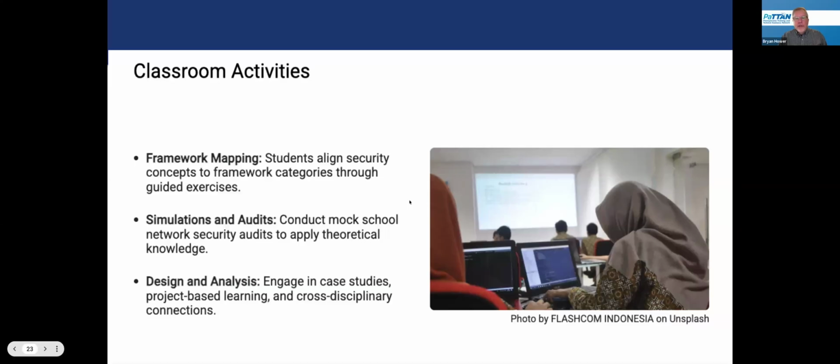These projects nurture critical thinking, collaboration, and communication. Additionally, case studies and design challenges allow for deeper dives into specific security issues and solutions. Now, cross-curricular projects such as integrating cybersecurity into civics or business classes can further contextualize and enrich the learning experiences.